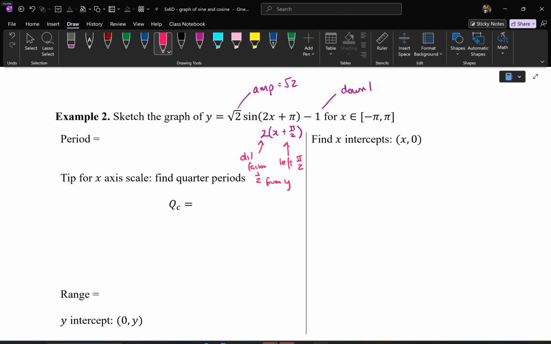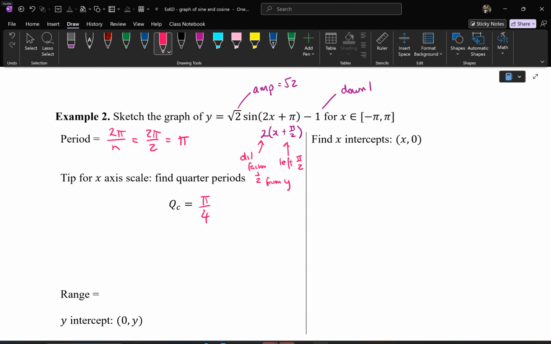So start off with the period, because the period will tell you the quarter cycle. Period is 2 pi divided by n. Since n is 2, 2 pi on 2 gives you 1 pi. So that means a quarter cycle must still be pi on 4, just like before. All right, so quarter cycle is pi on 4.